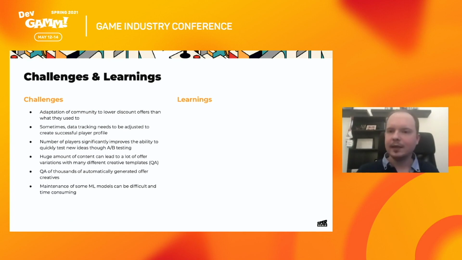And maintenance of some machine learning models can be really, really difficult, because of every external factor. For example, every live event can change some demand, or change something in the game, or the distribution of some KPIs of the players, which means that we need to retrain the model. But of course, the benefit of it is higher uplift in general.